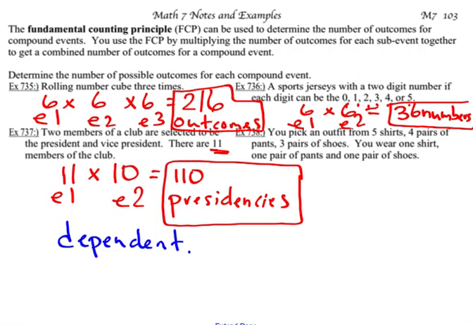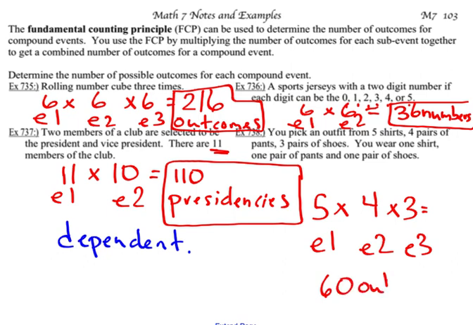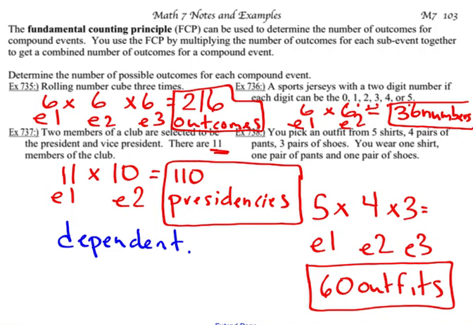Okay, next example. You pick an outfit from 5 shirts, 4 pairs of pants, 3 pairs of shoes. You wear 1 shirt, 1 pair of pants, and 1 pair of shoes. So event 1 here is going to be the shirts, and there are 5 of them. Event 2 is going to be the pairs of pants, there are 4. And event 3 are going to be the pairs of shoes, there are 3 of those. This gives us a total of 60 outfits that can be worn with that combination of items. And those would be independent events.